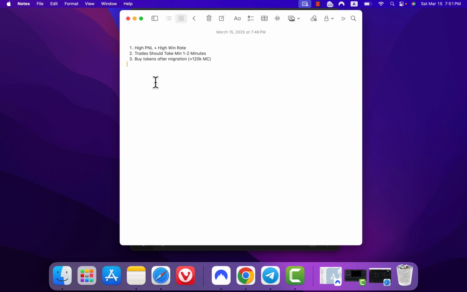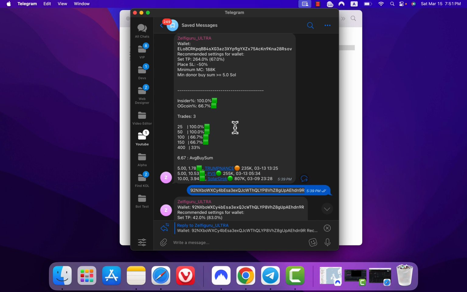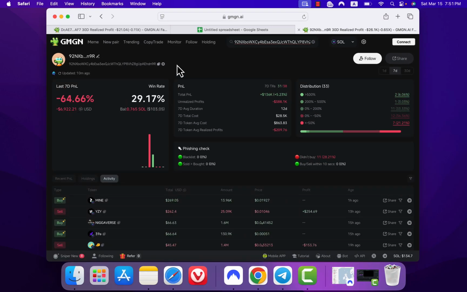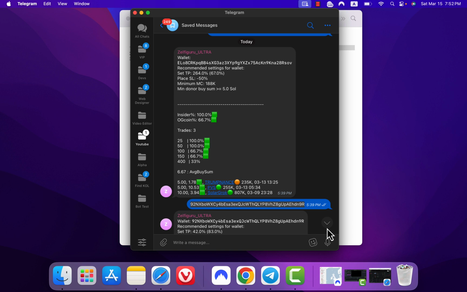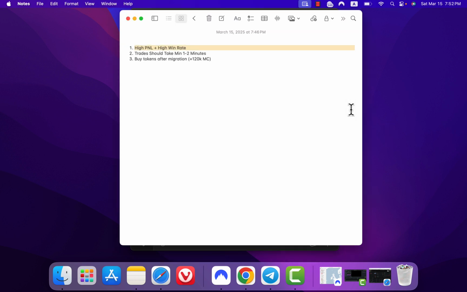But basically in this strategy, we're gonna find some high PNL wallets with high win rate. This is totally different with the ultra wallets, because when it comes to ultra wallets, they usually have low PNL. For example, let's copy this wallet on GMGN. You can see this wallet has minus 64% PNL, and the win rate is less than 30%. This wallet is not good for copy trading. But Zelfi Group team try to find some algorithms to turn them into profitable wallets. I don't like this strategy. I prefer to find some high PNL with high win rate wallets.